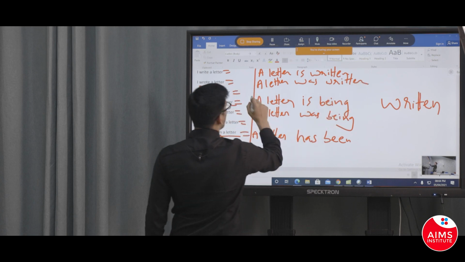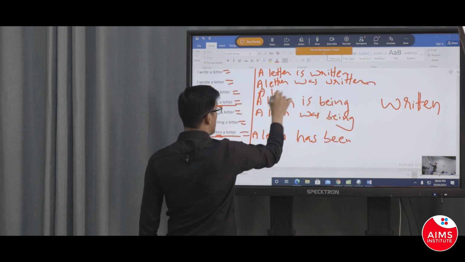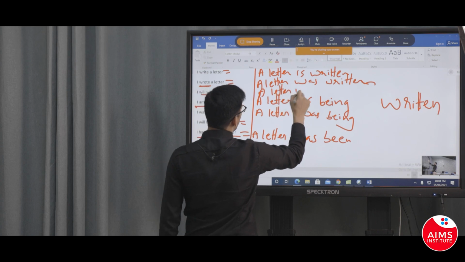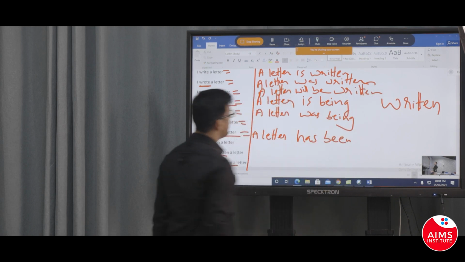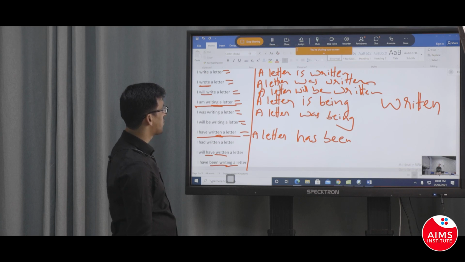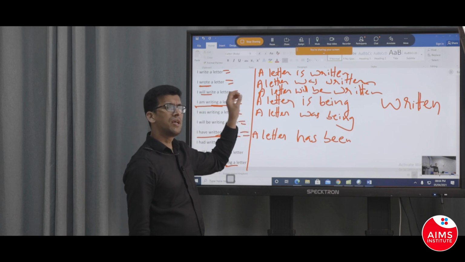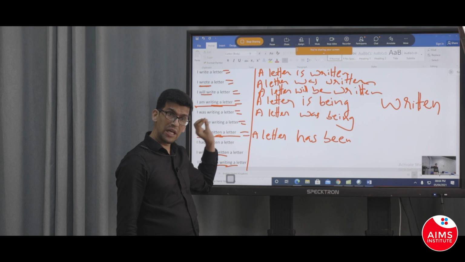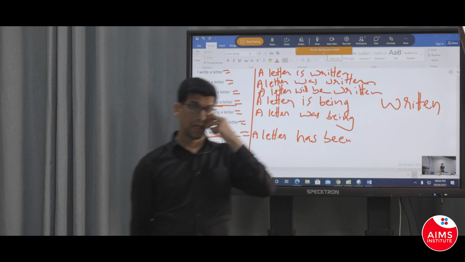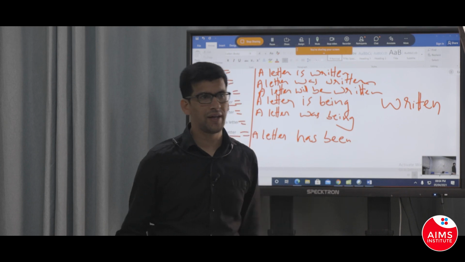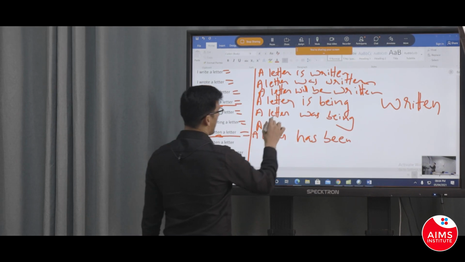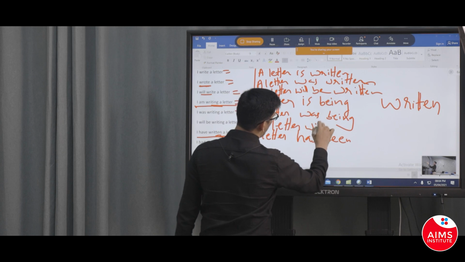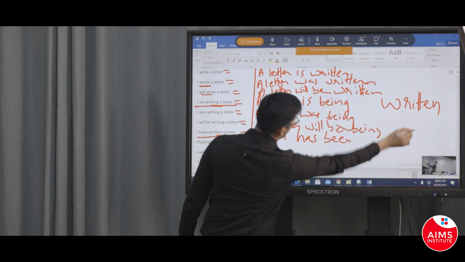A letter will be written. Not "will written." A letter will be written. A letter is being written. A letter was being written. Now comes the interesting one. The third one was a letter will be written. And here, a letter will be written again? No. A letter will be being written. Otherwise, the third one and the sixth one will remain the same, no? Third one is a letter will be written, and the next one is a letter will be being written.